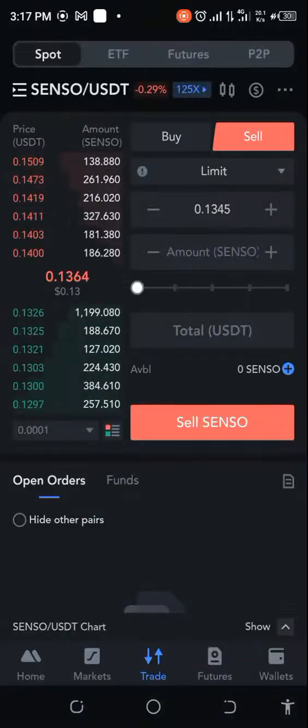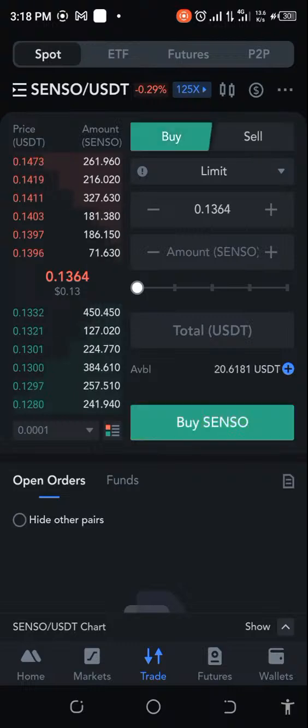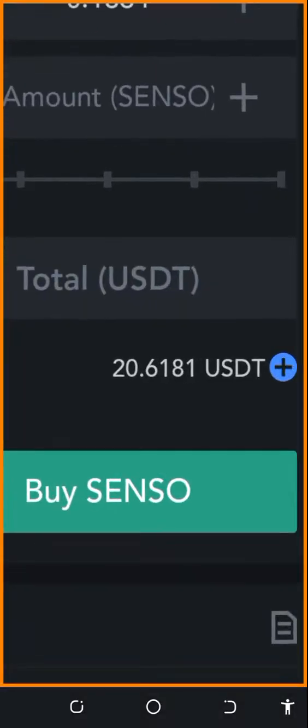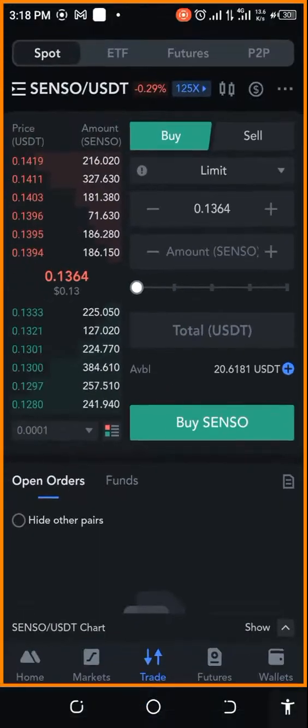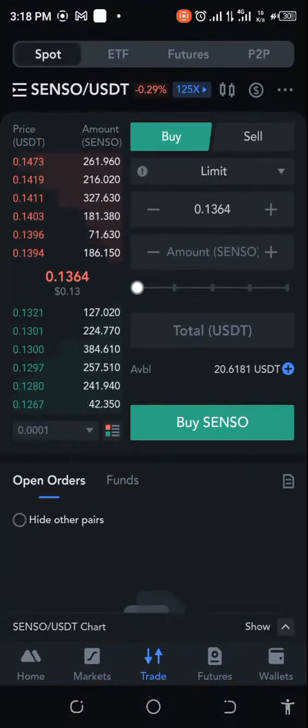All right, I'm back and it has already sold to USDT. Yes. Senso USDT is already sold. As you can see, Senso has been sold to USDT. I'm so happy. And what do we have here? Yeah. We've got 20.61, just like we said it, right? Just like we said it. And this trade wasn't that long, really.